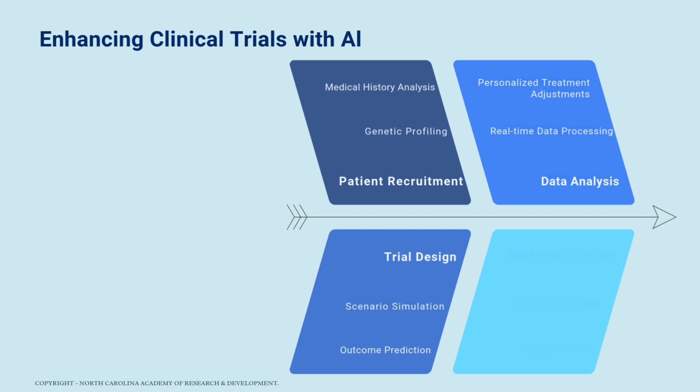Trial design. AI allows researchers to simulate different scenarios even before the trial begins. These simulations help predict outcomes, allowing for smarter, more focused trial designs that save both time and resources. Treatment evaluation. At the final stage, AI evaluates how effective the treatment has been. By analyzing efficiency metrics and outcome success, it helps refine future treatments and speeds up the time to market.